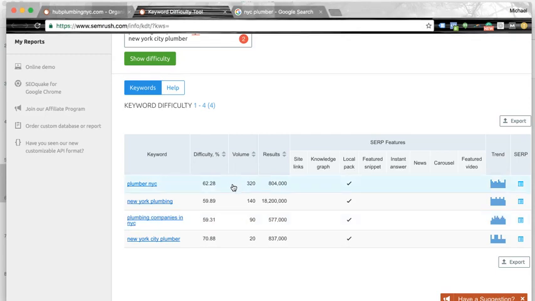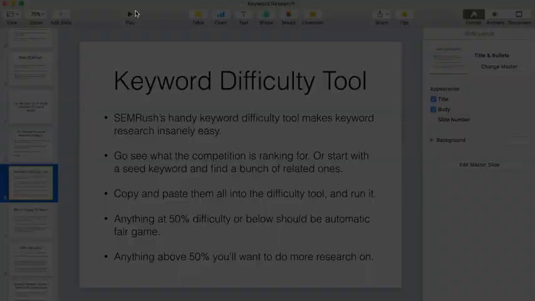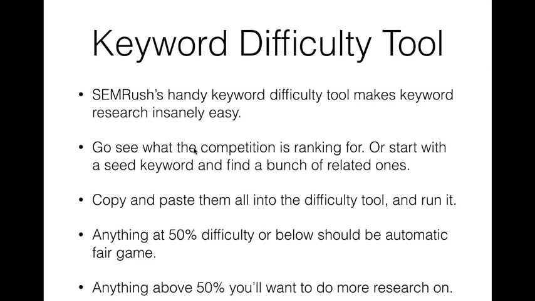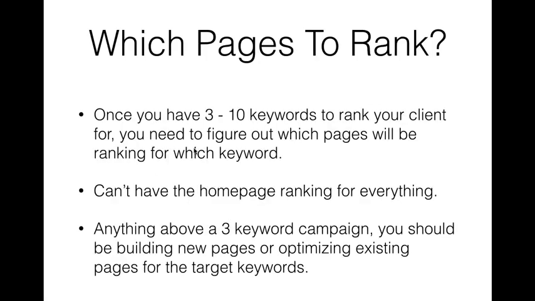62% here. That's a little bit more difficult, but it also has more search volume. So this is something where I would probably talk to the client about it and say, hey, client, it's going to be difficult, but the effort to get to that point is worth it because we are going to have so much extra search volume if we get on that first page. So just something to think about. That's kind of how that works. Let's dive back in here. So keyword difficulty tool, SEMrush, really, really great tool.